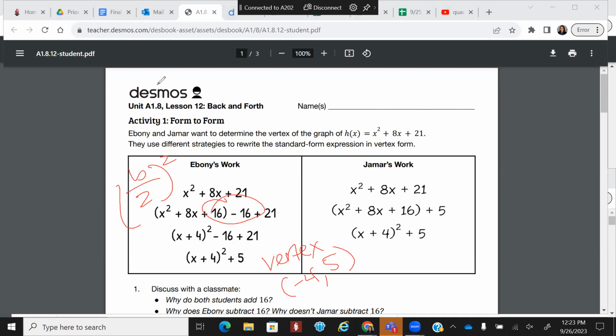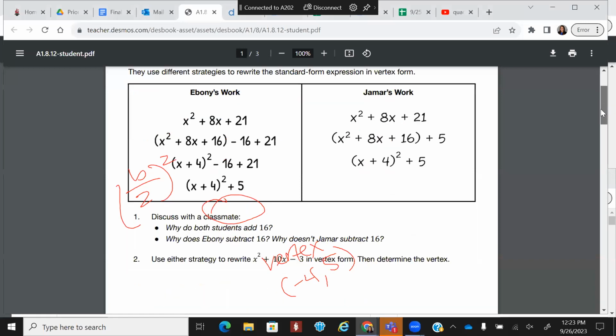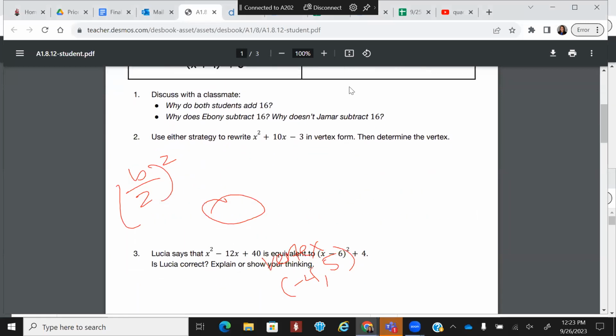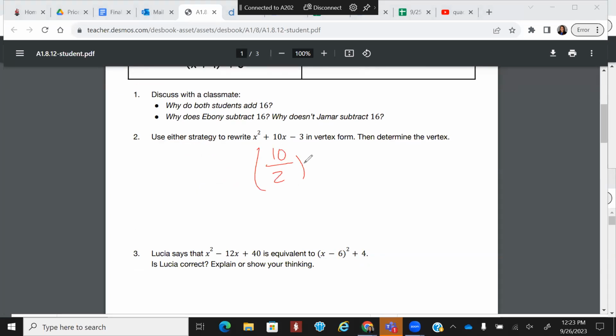Okay, now down in the next one, let's try it. We're going to divide by b divided by 2. So 10 divided by 2 is 5. 5 squared is 25. So we're going to have x squared plus 10x plus 25 minus 25 and then minus 3.